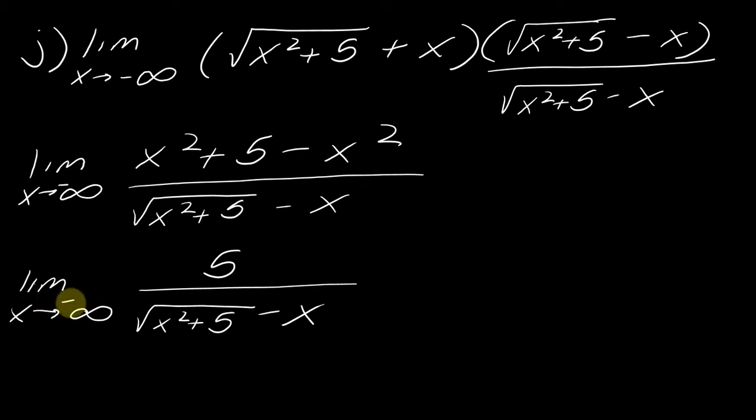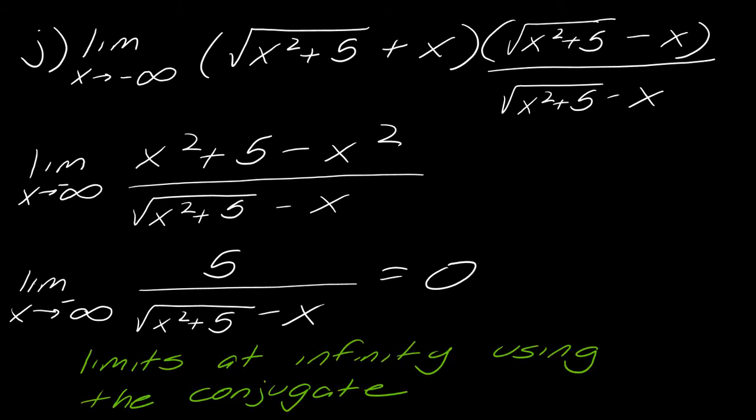Because this is going to negative infinity, this minus x, we can really think of it more as a plus x, because we know which direction this is heading. This is going to end up being something negative. So all of that is to say that this does indeed equal 0. If you're looking to practice this more, you can just look up limits at infinity using the conjugate.